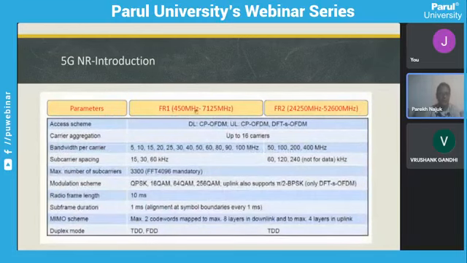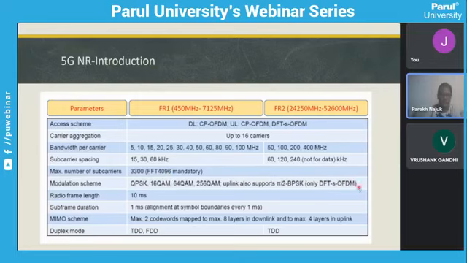These are the parameters for FR1 and FR2. What is FR1? 4.5 gigahertz to 7.125 gigahertz. And FR2 is 24.25 to 52.6 gigahertz, right? You can see the FFT size is 4096. It supports 3300 subcarriers. The number of subcarriers means the number of users you can support at a time. For that purpose, you require the 4096 FFT, right?